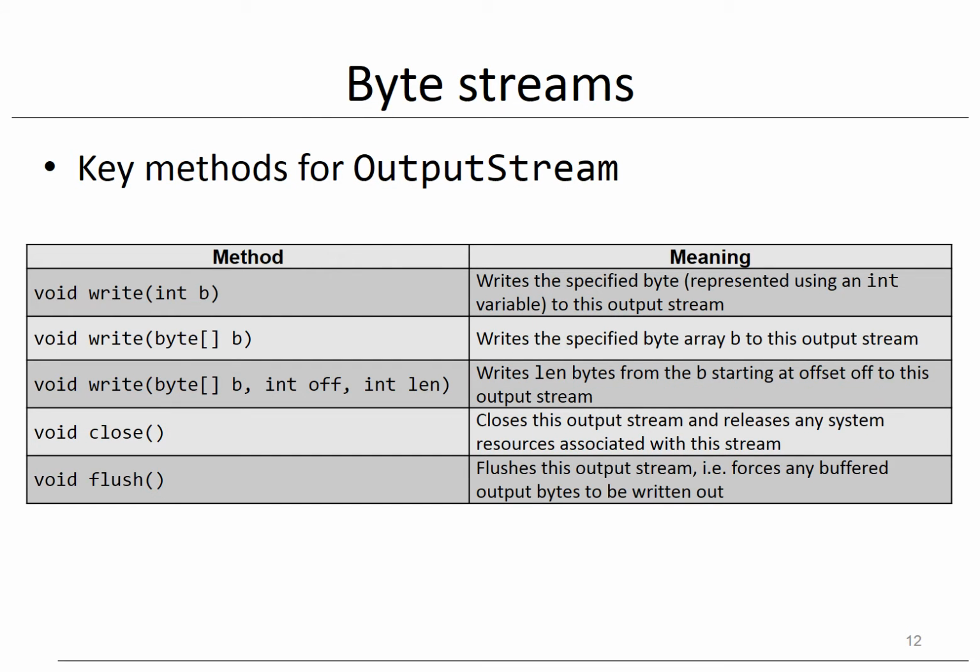Here you can see some key methods for OutputStream. The first method writes the specified byte, represented as an int variable, to the output stream. The second method writes the specified byte array b to the output stream. The third method writes len bytes from the byte array b starting at offset off to the output stream. The close method closes the output stream and releases any system resources associated with it. The flush method flushes the output stream. In other words, it forces any buffered output bytes to be written out.